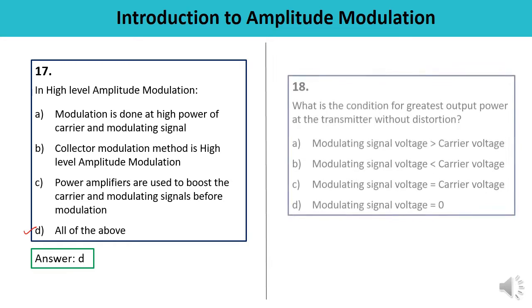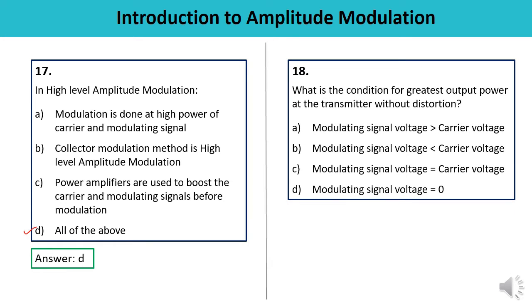Next question, what is the condition for greatest output power at the transmitter without any distortion? Without any distortion, the greatest output power is received when the modulation index is 1, that is, the percentage of modulation is 100% and the modulating signal voltage is equal to the carrier voltage. It means the answer is C. Correct one.